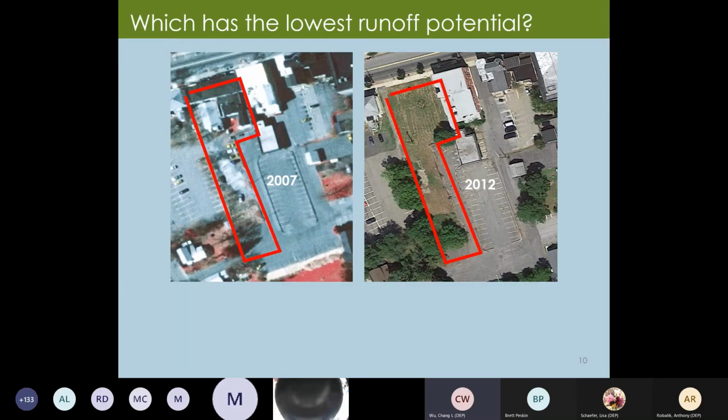So look at the comparison of the 2007 and 2012 aerial photo. You can see that when this project came in 2012, there's a lot of vegetated area, and that is not consistent with what they show in the existing site plan. They call it the survey plan, but it doesn't show the real condition on the site.